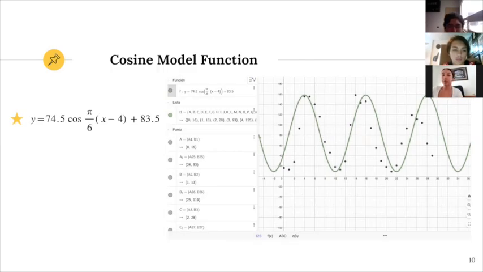After figuring out all of these values, we combined all of them to form the equation that correctly modeled the data from the table. In this case, it was y equals 74.5 cosine of pi over 6 times (x minus 4), plus 83.5.